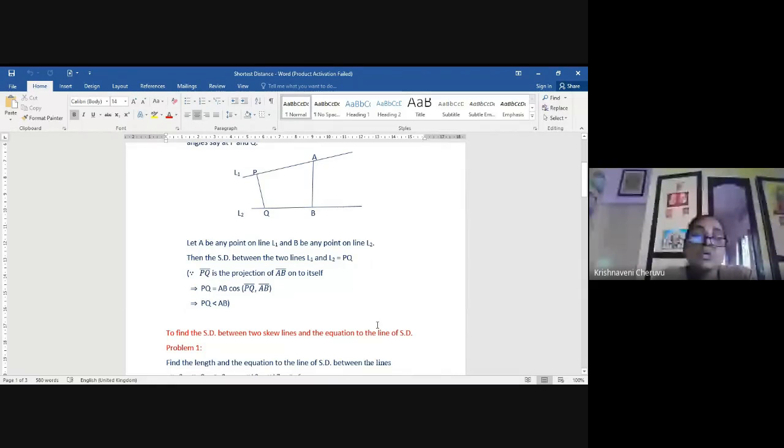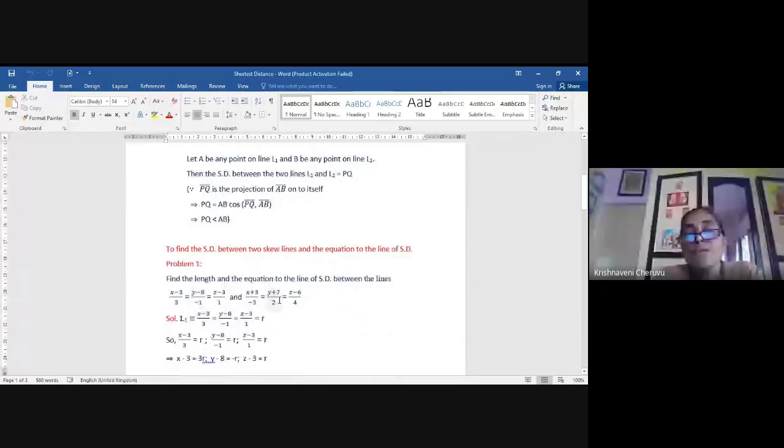In the shortest distance problem variety, you have three different models, girls. The very first model is like this. He will give you two lines both in symmetric form. This is the symmetric form of a line. This line is passing through the point (3, 8, 3), and it has DCs 3, -1, 1. Whereas the second line is passing through the point (-3, -7, 6), and it has DCs -3, 2, 4. So you have now two lines and both of them are in symmetric form.